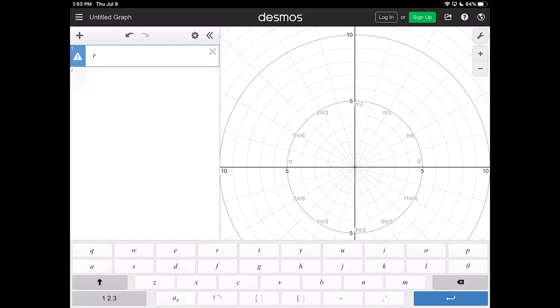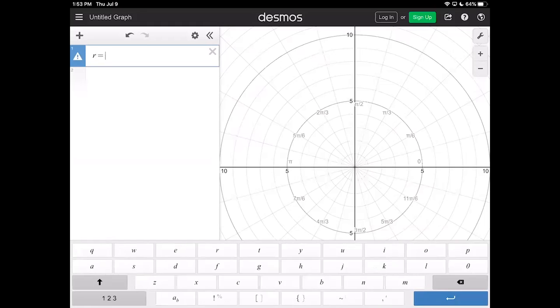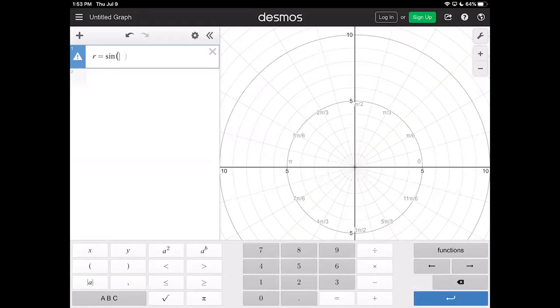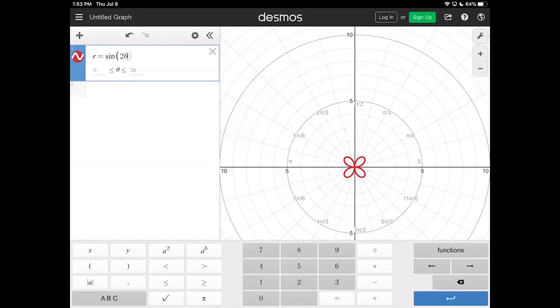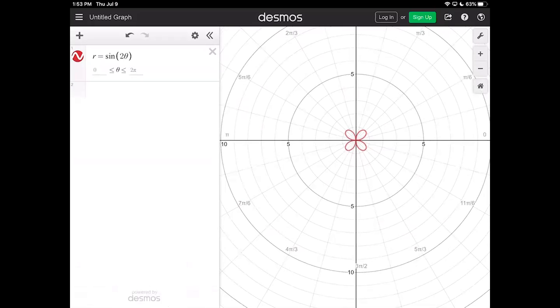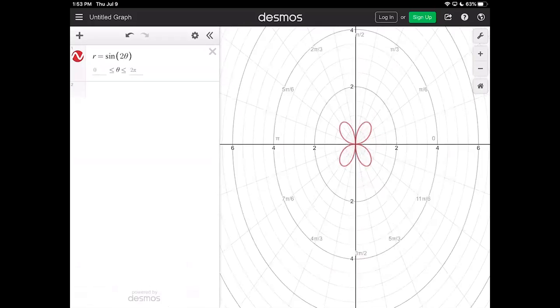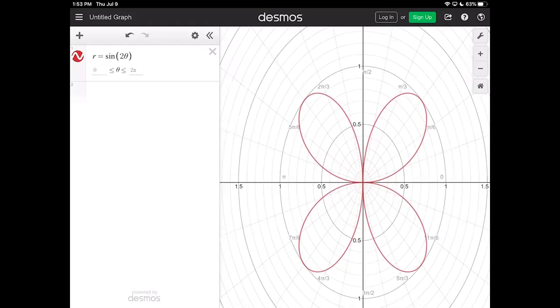So r equals sine of 2 theta. Where's my theta? Theta. Okay. And so r equals sine 2 theta, or that very complicated graph that we just looked at, is really no more than something we call a rose curve.